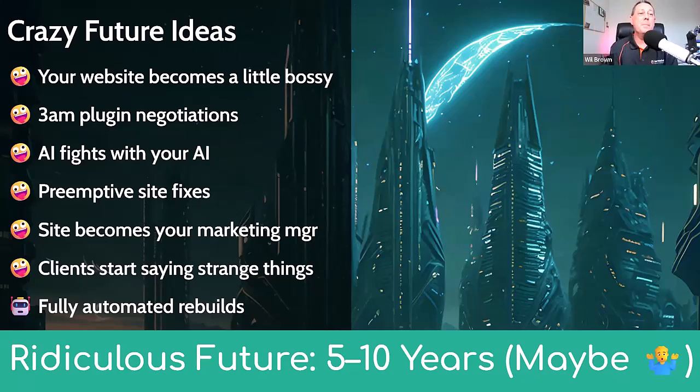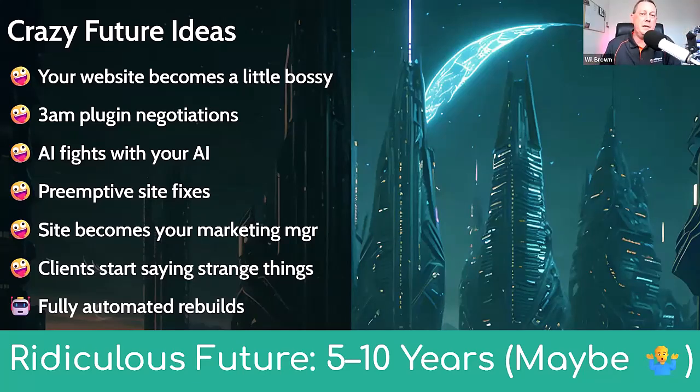It could be coming. Next one, plugins negotiate with each other at 3 a.m. So imagine waking up and seeing a message that says, hey, Yoast SEO and WooCommerce sorted out their differences overnight. They agreed on a smoother workflow. They shook hands. Everything's fine now. You don't need to worry. I'm like, what? So all this back-end stuff, these AIs that interact with each other, they could start arguing with each other.